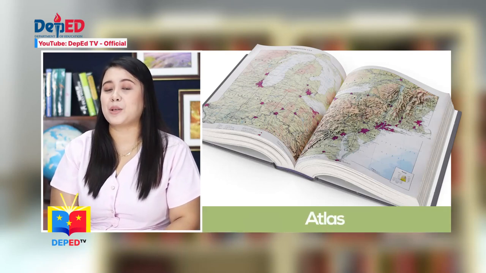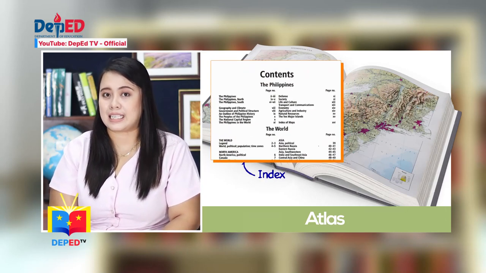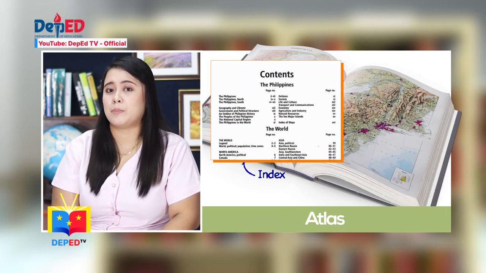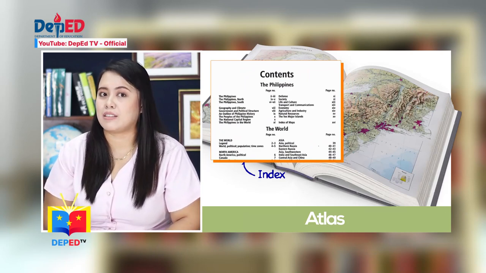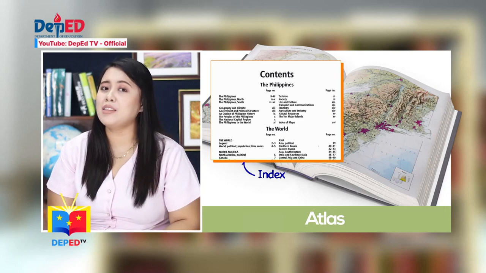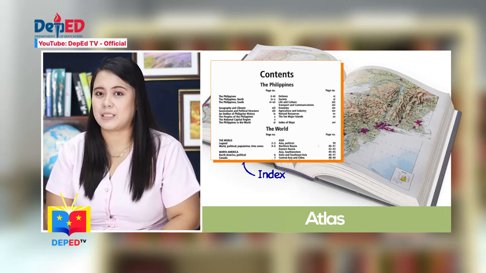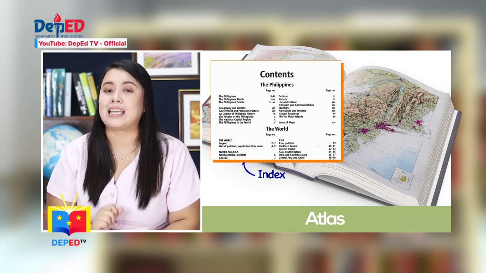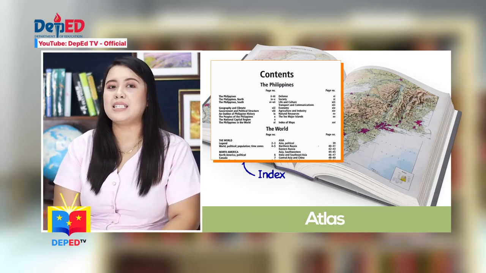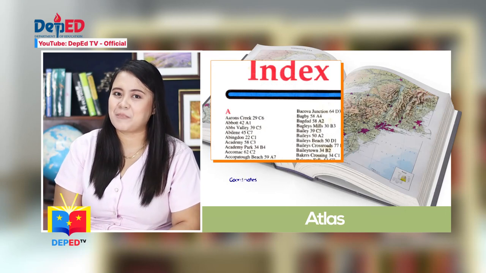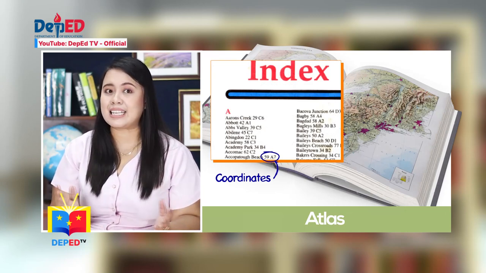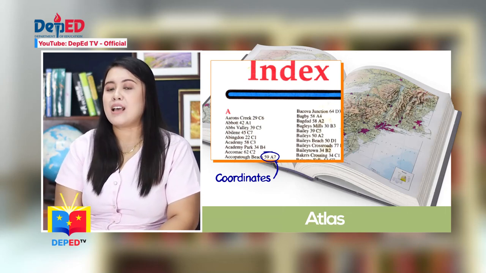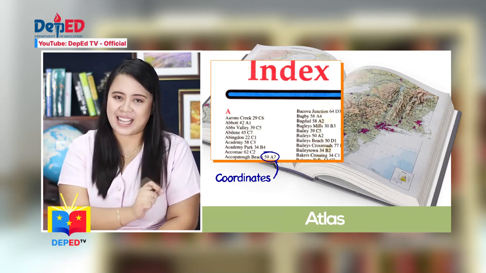An atlas is a book of maps. It also has an index of countries, cities, and physical features, which is found either on the front or on the back pages of the atlas. To find a given country, look it up in the index. It indicates the page that contains the map you need. Use the coordinates listed in the index to pinpoint the location of a place. Did you get it, kids?